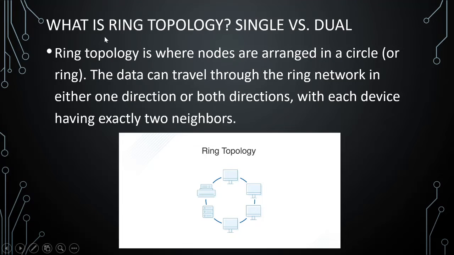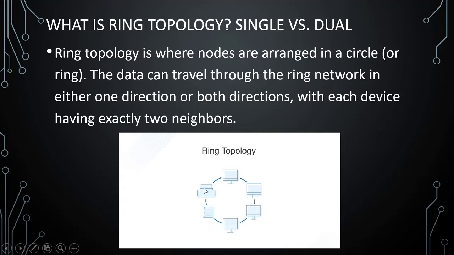So this layout is not the ideal choice for networks with huge amounts of traffic. So the next type of topology is the ring topology. We have the single and also the dual ring topology. So first is the ring topology, okay? That is a single ring, where nodes are arranged in a circle or ring.